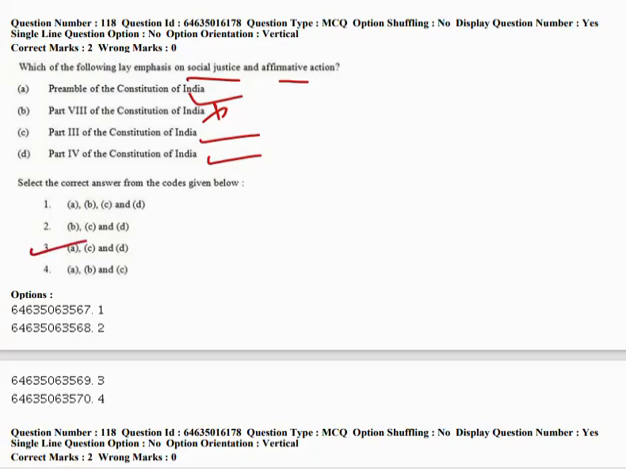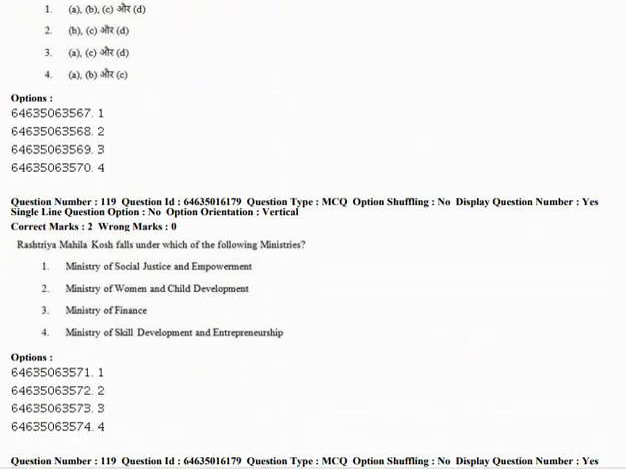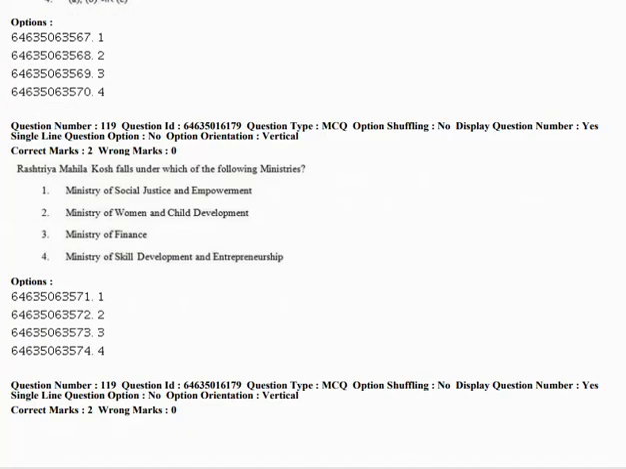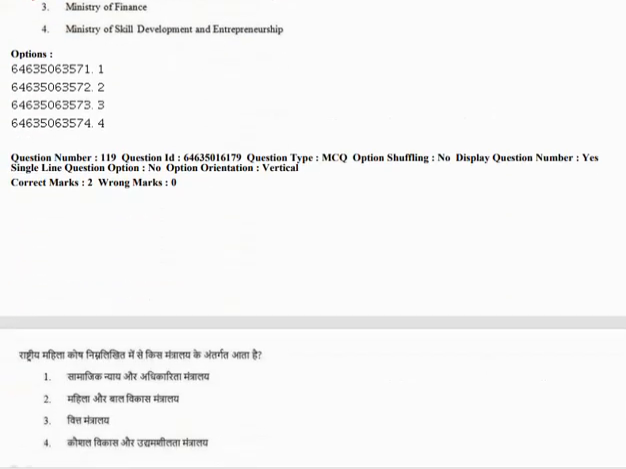Means A, C, D. Option number 3. Question number 119. राष्ट्रीय महिला कोष falls under which of the following ministries? It is Ministry of Women and Child Development.